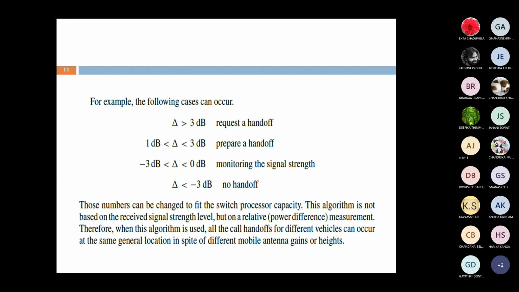If the delta value is between minus 3 dB and 0 dB, check what the signal strength is. If the delta value is less than minus 3 dB, there is no need of handoff. These are the 4 conditions based upon the delta value. Whenever the delta value is positive, only then do we go for handoff. Whenever it is negative, there is no need of handoff. And this power difference depends upon vehicle location, height of the antennas, gain of the antennas, and signal strength.